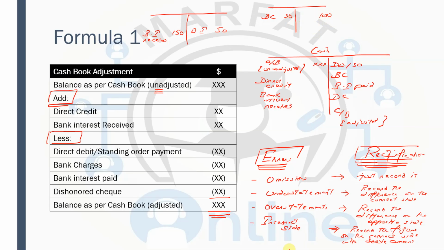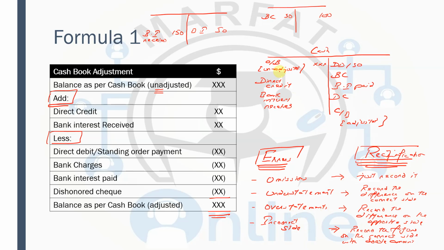So when you have the incorrect side error, you need to record the figure with the double amount on the correct side. Correct side means where it was supposed to be actually recorded. So this is how you are going to deal with the formula number 1. In the exam, examiner may give you errors such as omissions, understatements, overstatements, incorrect side error, and they may require you to rectify the thing.